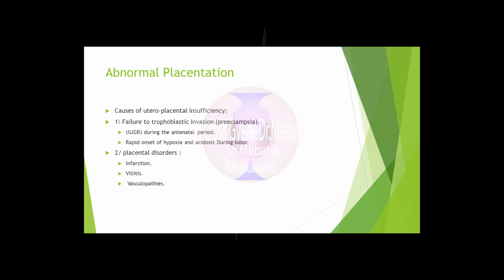In addition, placental disorders such as infection, vasculitis, vasculopathy, and failure of trophoblastic invasion, like preeclampsia, may lead to reduction of placental pools, resulting in uteroplacental insufficiency. The four major causes of abnormal placentation are infarction, vasculitis, vasculopathy, and failure of trophoblastic invasion, like in preeclampsia.